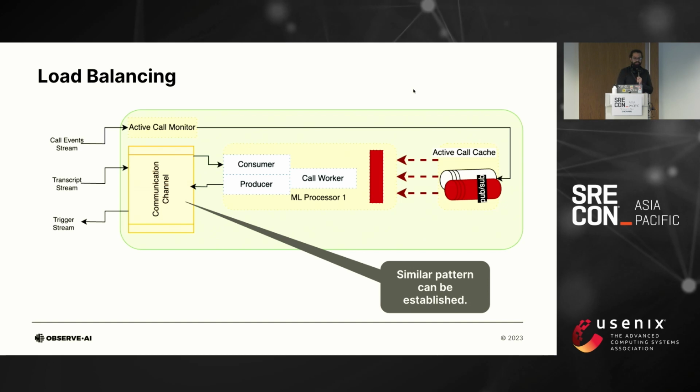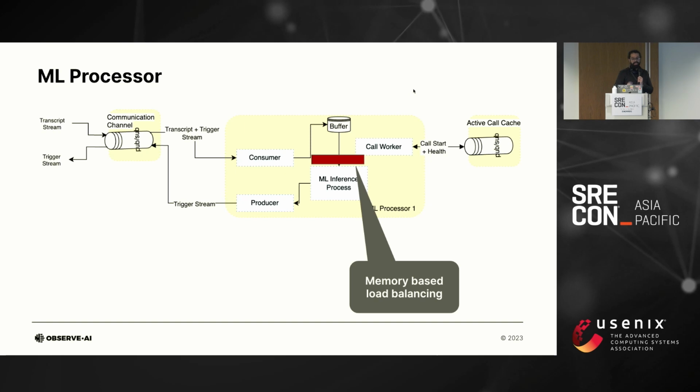The similar thing is also applicable for the communication channel, where you would need sidecar patterns as well as read-write replicas, because it's again a many-to-many connection pool layer which is shared across multiple ML processes. Right. Finally comes the ML processor.